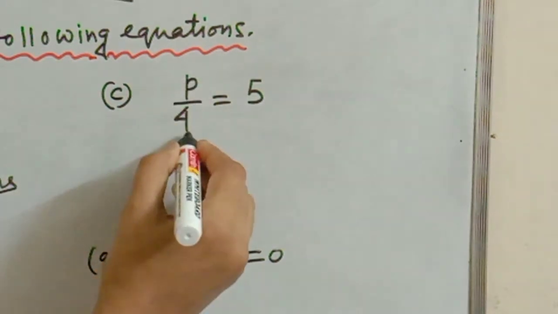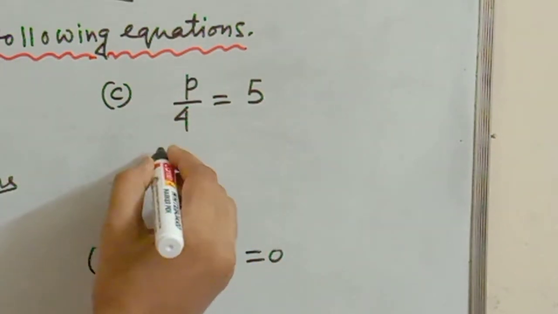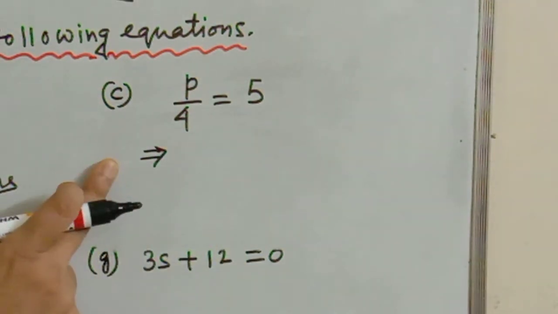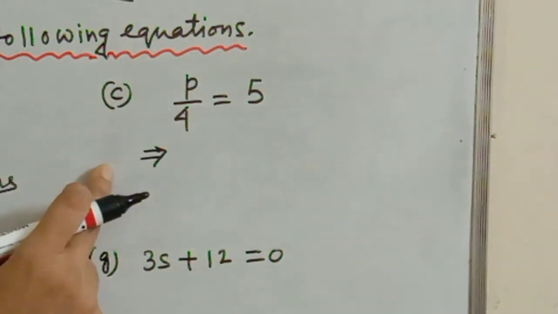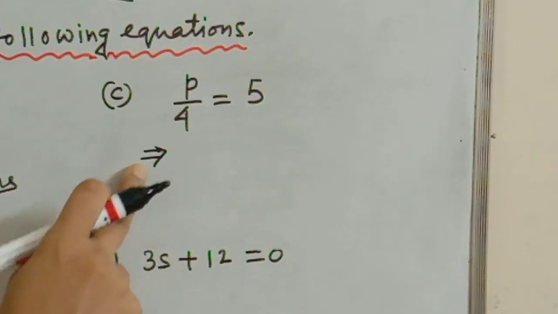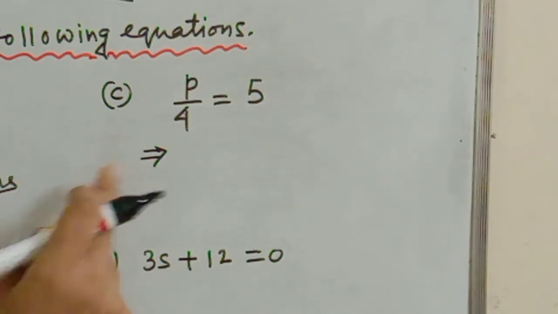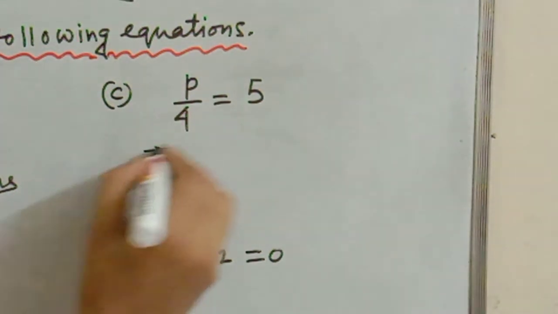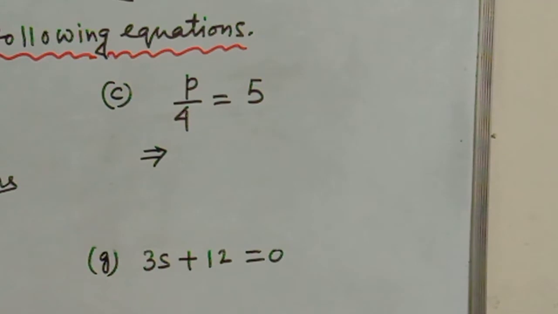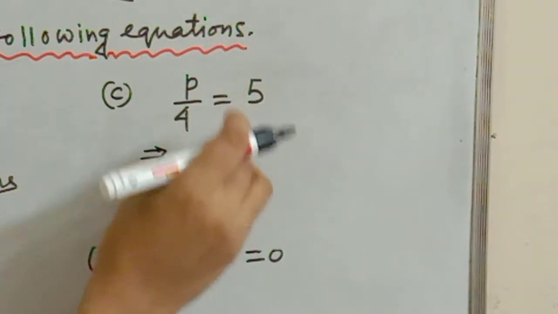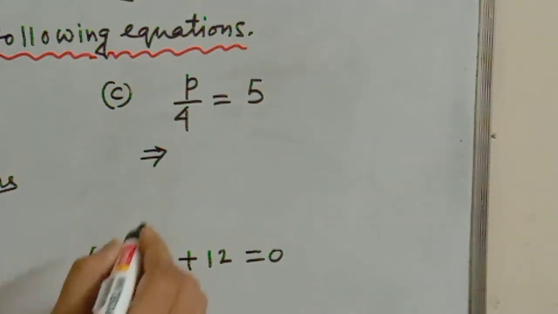Next one is p by 4 is equal to 5. Question number C. In these simple equation sums, have you seen I have given an implies sign, or you have to write "or". You can't write an equal to sign, because inside the equation, in the center, there is already an equal sign.